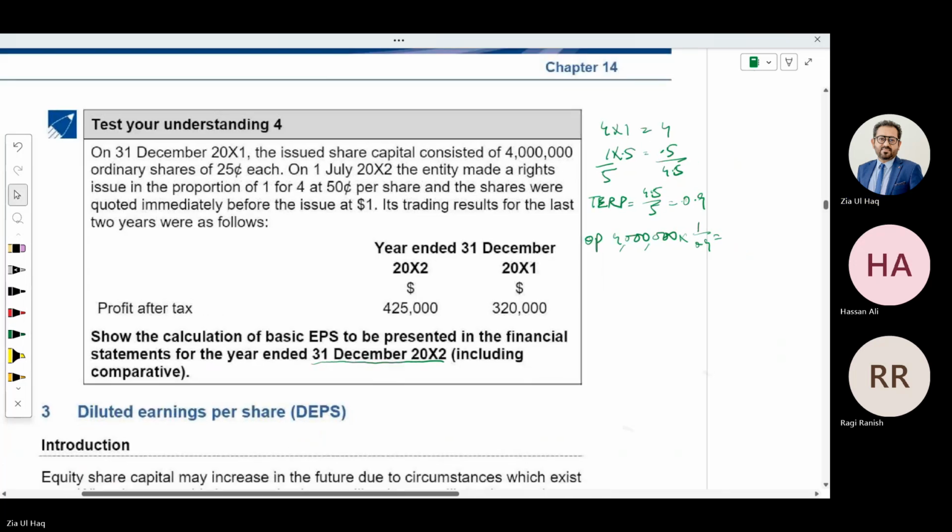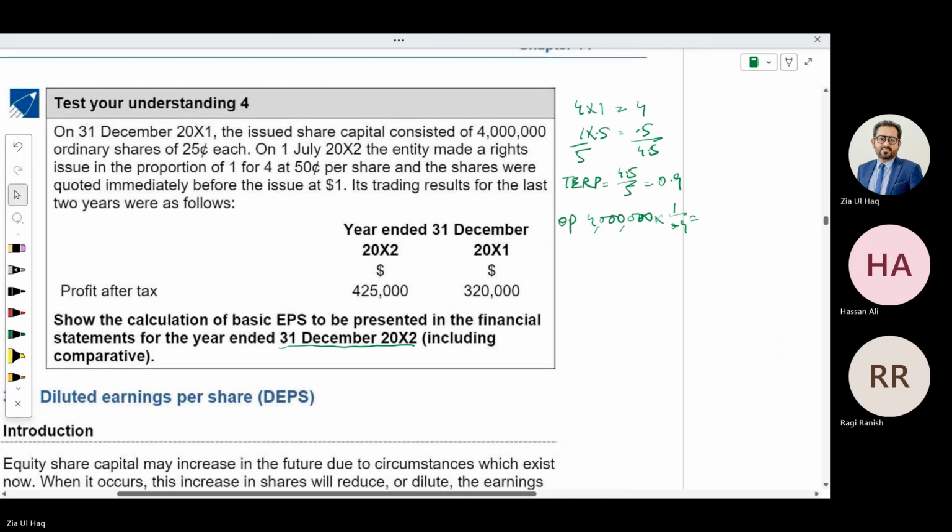Market price divided by theoretical exercise price. That will be 444444. That we will use for the previous year EPS number of shares. Simple. So we have issued 144.